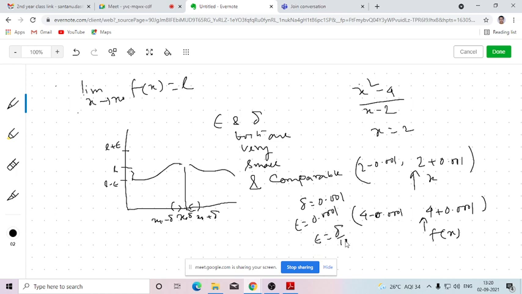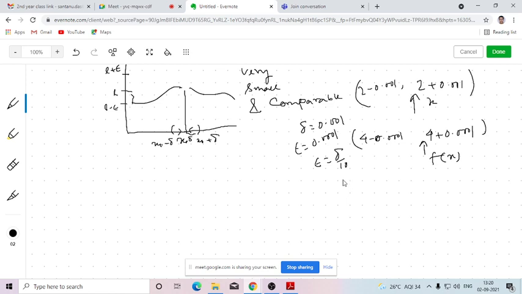In that case, we can say that the limit exists, because whenever we change the independent variable in a small interval around 2, the functional value also lies in a small interval around 4, they are comparable, and epsilon and delta are both very small. So here the limit will exist. But for 1 by x, what will happen at x equals 0? Let's say we take delta as 0.001 around 0.